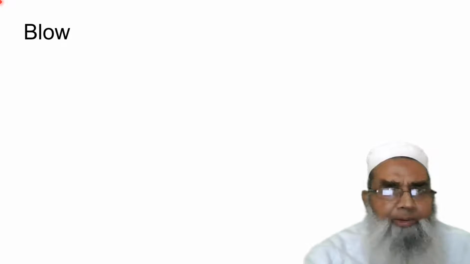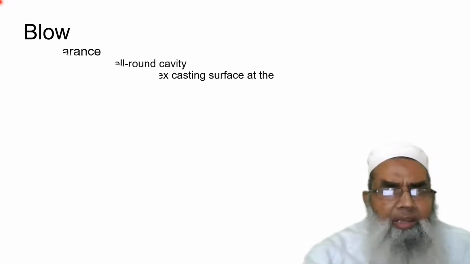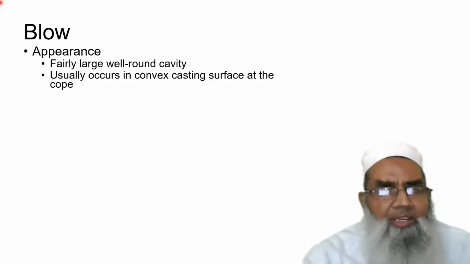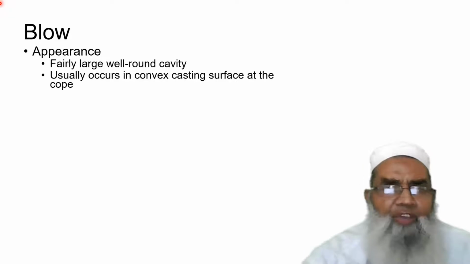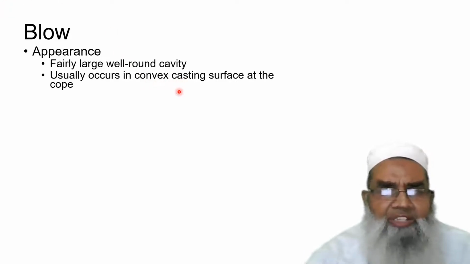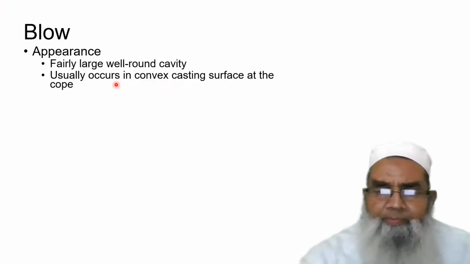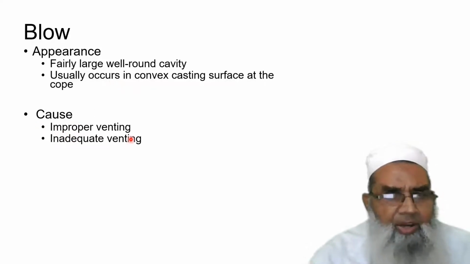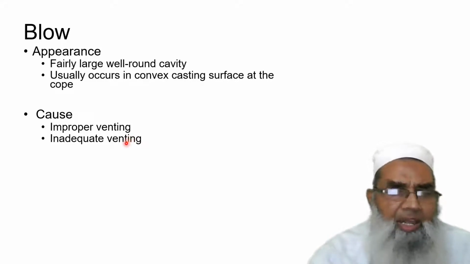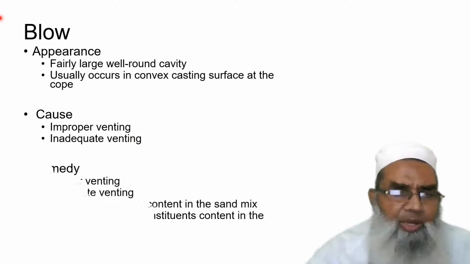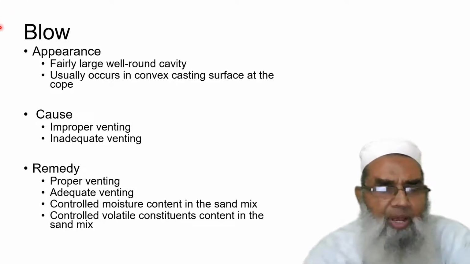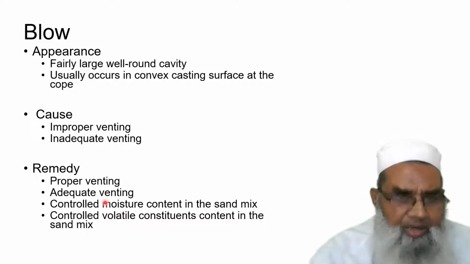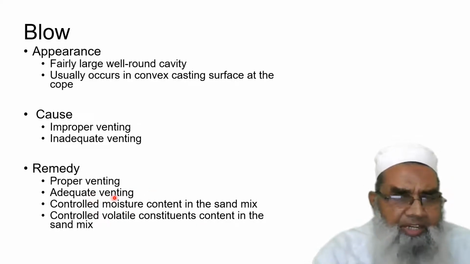Now this blow appears like a fairly large, well-rounded cavity. It usually occurs in a convex casting surface at the cope. The causes may be improper or inadequate venting, and therefore, keeping this in view, the remedial process is that we should have proper or adequate venting.